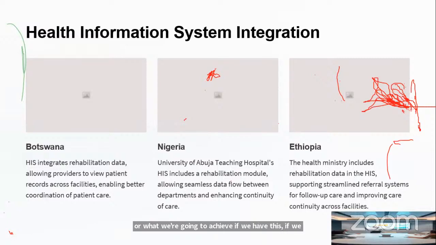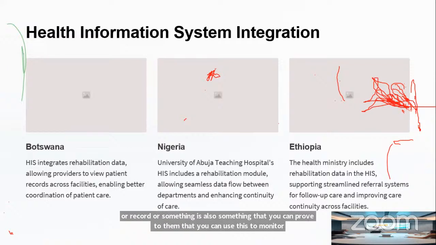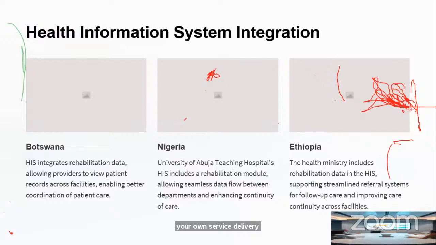So the issue of having your personal patient case file or record is also something that you can prove to them, that you can use this to monitor your own service delivery, and it will be easy for you to audit your care delivery to improve on what to do and how to better patients' lives. So that is what I want to add to the submission. Thank you very much.